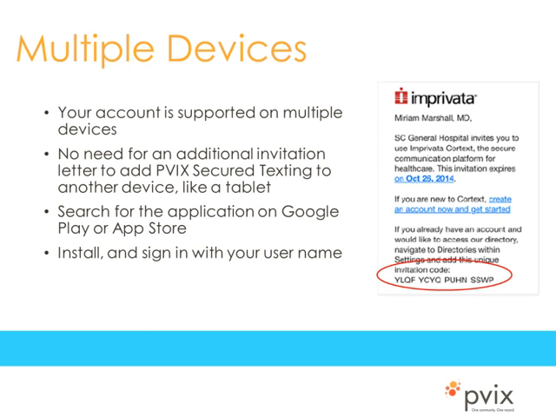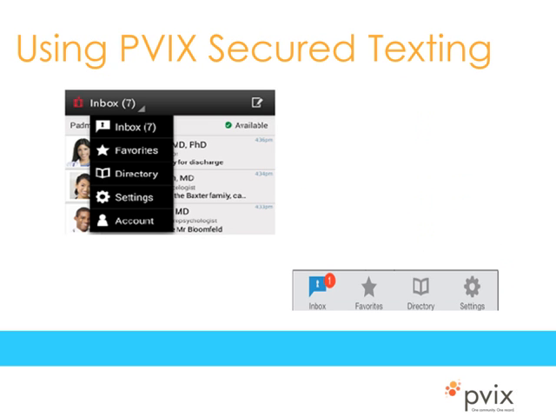Let's get started. You could use PVIX Secure Texting on multiple devices. You don't need an additional invitation to add the app on another device. Just download and install the app as you did earlier, and sign in with the same username and password that you created. A note: you could only be signed into one device at a time. There are menu bars to help you to navigate through the PVIX Secure Texting. The menu bar for Android devices is found in the upper left corner of your device. The menu bar for the Apple devices is found at the bottom of the screen.